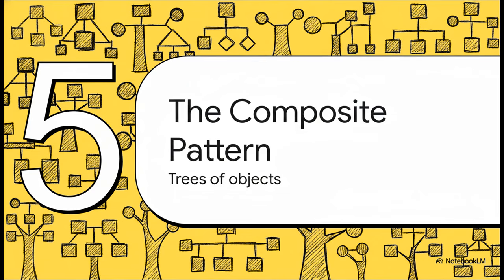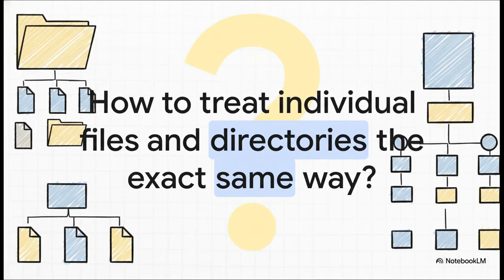All right, our final pattern for today is the composite pattern. This one is all about dealing with those part-whole hierarchies, tree structures, and being able to treat both individual objects and whole groups of objects in exactly the same way. Think about a file system on your computer. You have individual files, but you also have directories that can hold more files and more directories. Or think about an HTML document. You've got individual text nodes and then element nodes that contain other nodes.